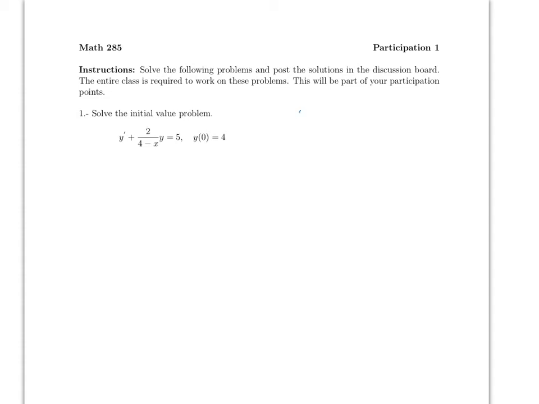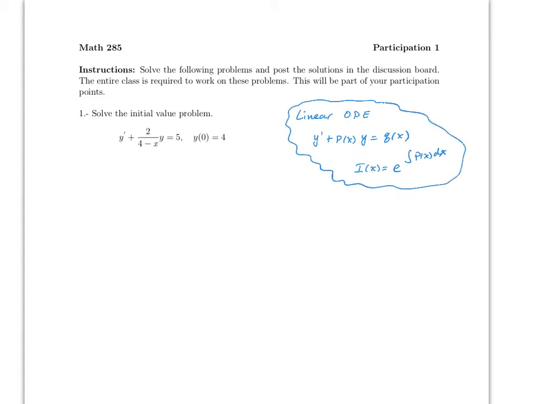So remember that if you have a linear ordinary differential equation that looks like this, y prime plus p of x y equals q of x, the integrating factor will be e to the integral of p of x dx, and then you multiply both sides by the integrating factor, and then it should be easy to integrate both sides.